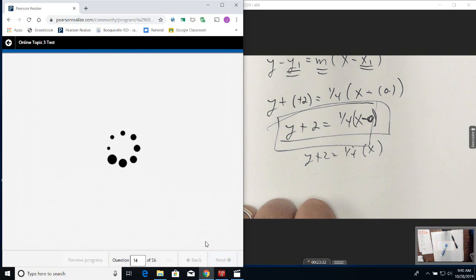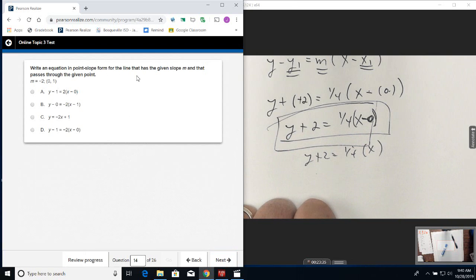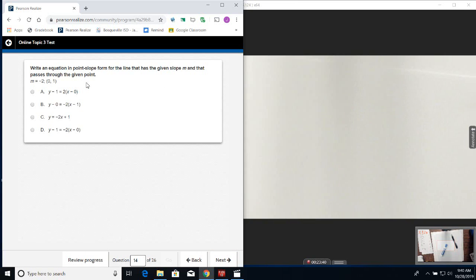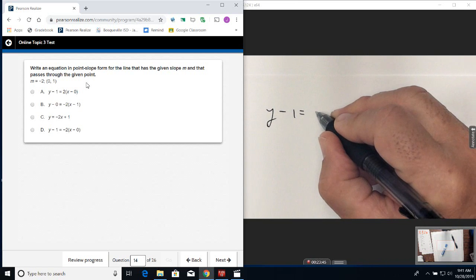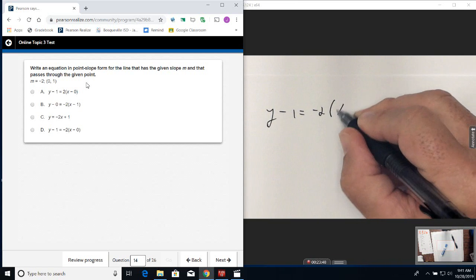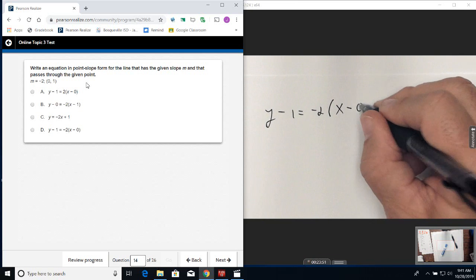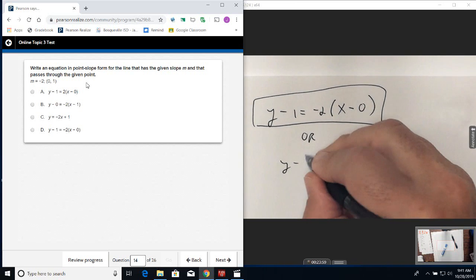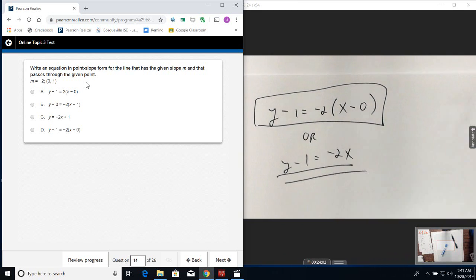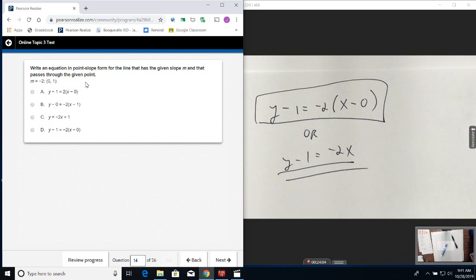All right, let's see. Write an equation in point-slope form for a line that has a given slope and passes through the given point. Once again, it's the same problem. It'd be y minus the y-coordinate of the point, which is 1, is equal to the slope, which is negative 2, times in parentheses x minus the x-coordinate, which is what? 0. So that's what I'd be looking for as an answer. If I don't see that as an answer, another way of writing this is y minus 1 is equal to negative 2 times x. So do I see the first one as an answer? Yep, it should be D as in dog.